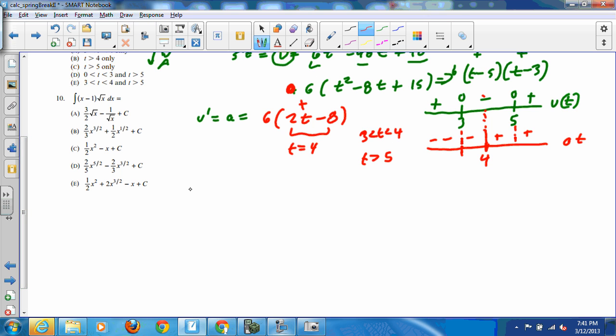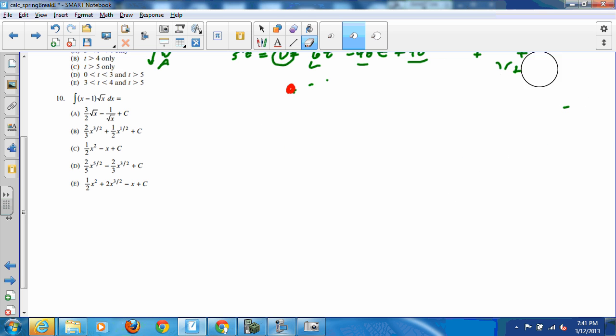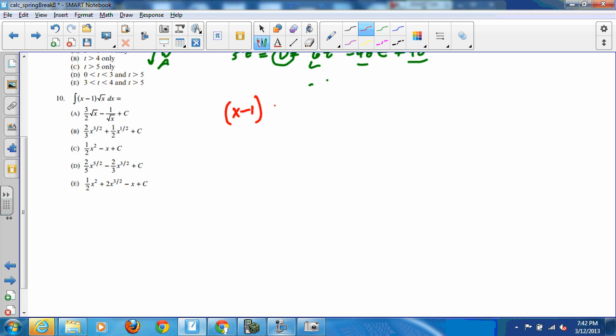Alright, number 10. When you first look at this problem, you may think u substitution, but u substituting won't get us very far. So the easiest way to solve this one is to rewrite it. And I always suggest doing that if you get stuck. So now you can basically distribute. I just rewrote x to the 1/2. You distribute that, you add the exponents, so 1 plus 1/2. So we have x to the 3/2, and then we have negative square root of x.